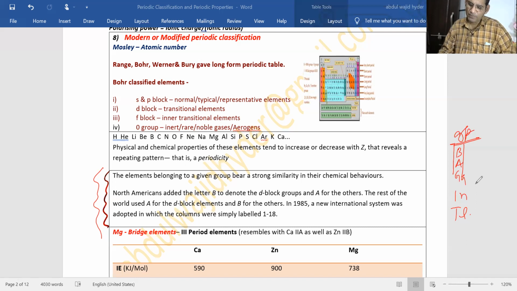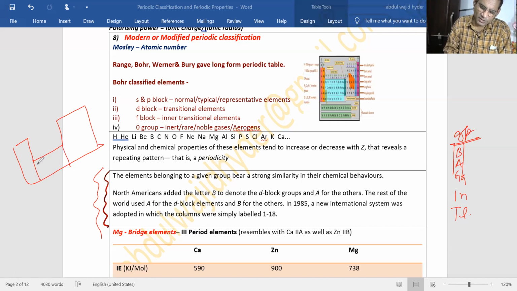Now see, North Americans added the letter B to denote the D block groups. You know what it means here? What do you write here? Third B, fourth B, fifth B, sixth B. So that is what I am trying to tell you. They added the B group. North Americans added the letter B to denote the D block groups and A for the others. S and P block elements are known as A group elements. The rest of the world used A for these D block elements and B for these S and P block elements.